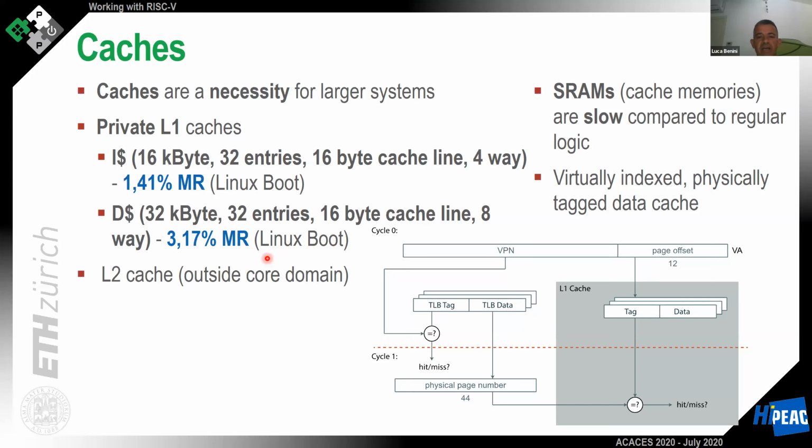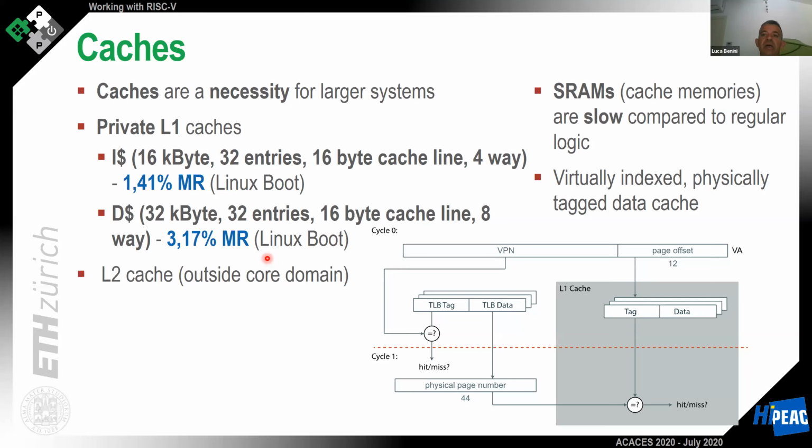And also the data cache. As you can see, I would like to stress the fact that both are associative, with a moderate to high degree of associativity to help with the conflict miss rate. The L2 caches in this design is outside the core domain, and so it's not covered within the single microarchitecture.